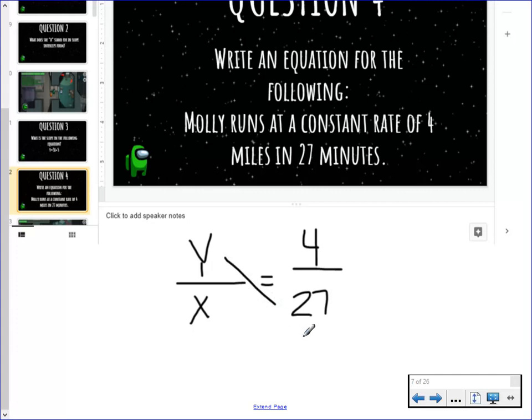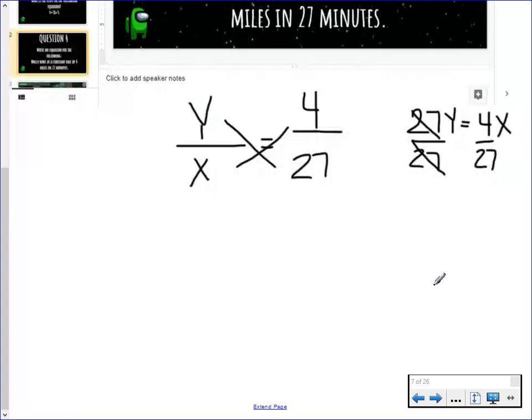So what is diagonal from y? That's 27. So now those two are partners. What's diagonal from x? The 4. So those two are partners. To solve this equation, you want y to be by itself, so you're going to divide by 27 on both sides. So 27 divided by 27 is just 1. That one went away. You could figure out what 4 divided by 27 is to write it as a decimal, and when you do that, 4 divided by 27 equals 0.15.